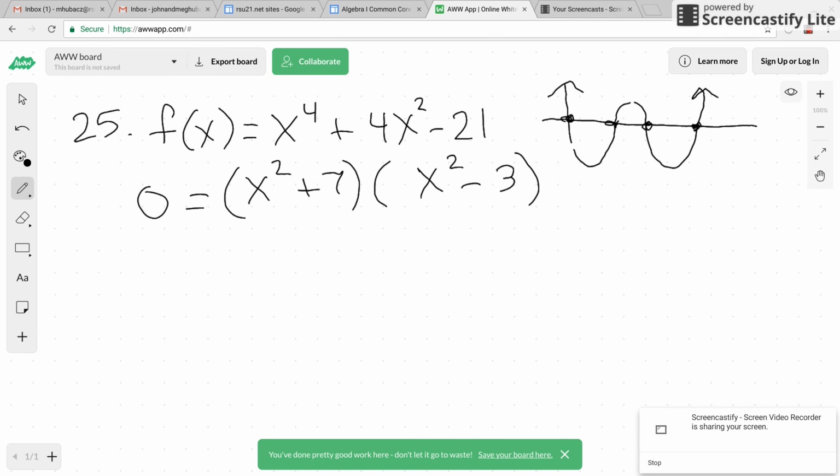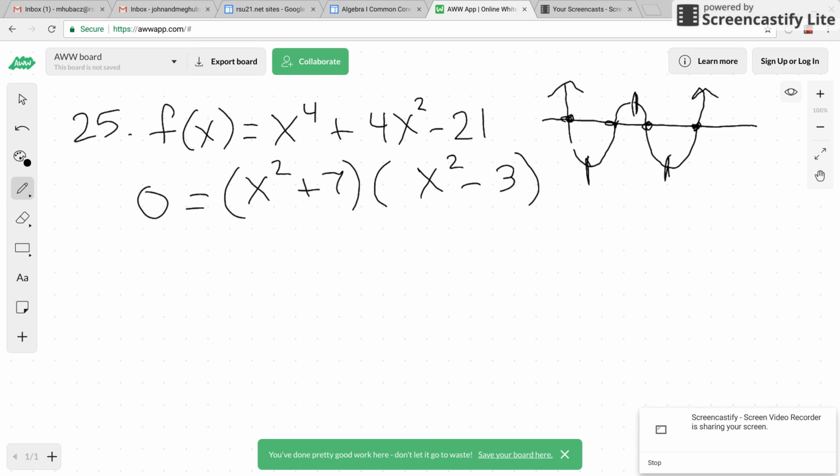So the possible number of real zeros is 4. The turning points, if you just look at this sort of W-shaped graph, it has 1, 2, 3 turning points. Notice the turning points is always one less than the number of possible real zeros. So we could potentially have 4 real zeros and 3 turning points.